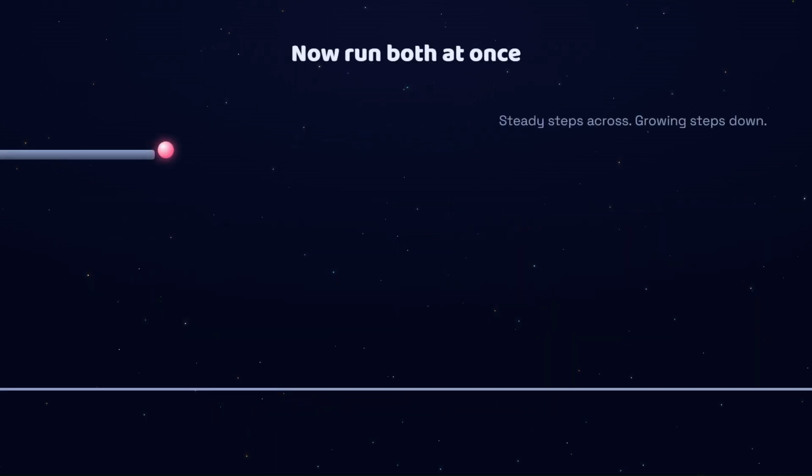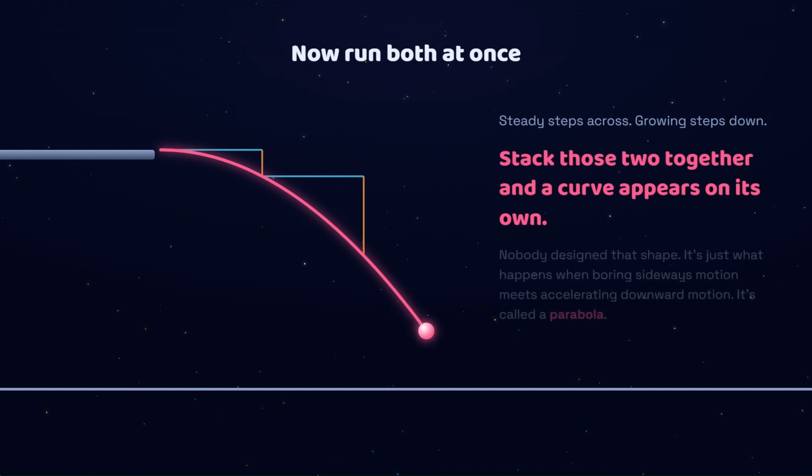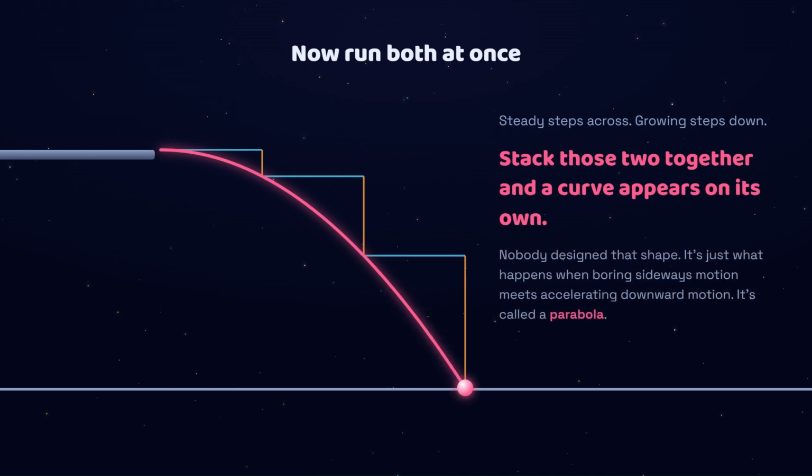Now let both motions happen together. Constant steps across. Bigger and bigger steps downward. Across, down. Across, further down. Across, further still. And without anyone drawing it on purpose, a beautiful curve appears. That's a parabola, the natural path created when constant horizontal motion combines with accelerated vertical motion.